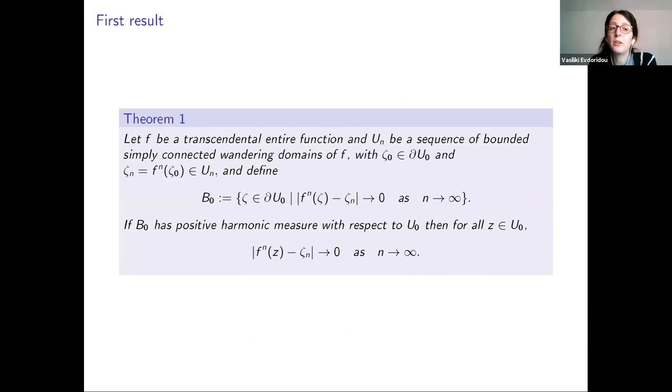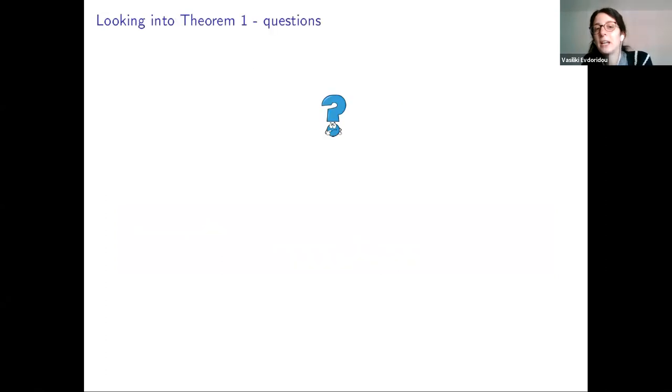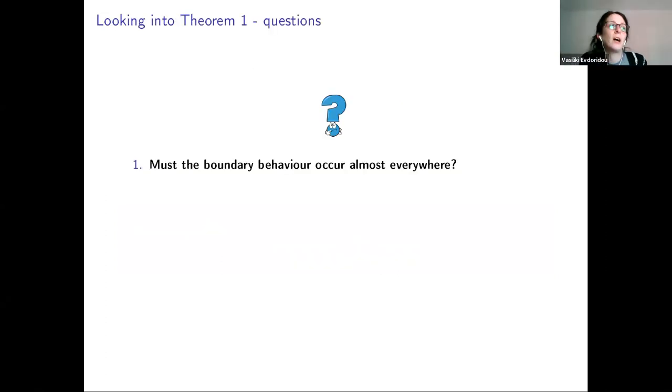I actually started with this theorem because, as I said, there are some natural questions that arise from it, so let us see what somebody could ask looking at theorem one. One natural question is, okay, we say that we have this set on the boundary B naught, which is of positive harmonic measure and has this property that the points in B naught have orbits converging to zeta n. So is this a boundary behavior that occurs almost everywhere? Can we say something about that?